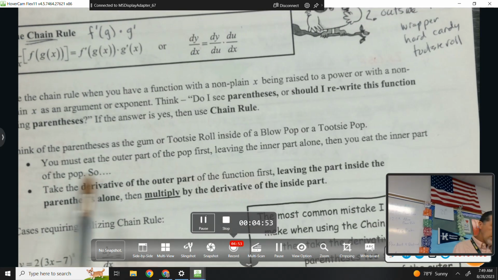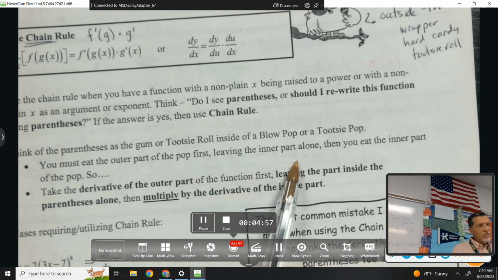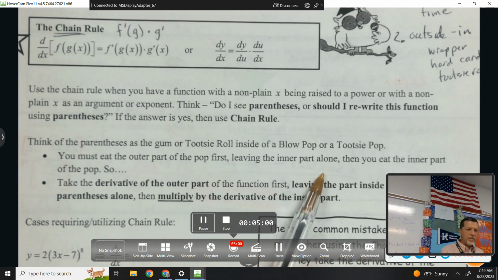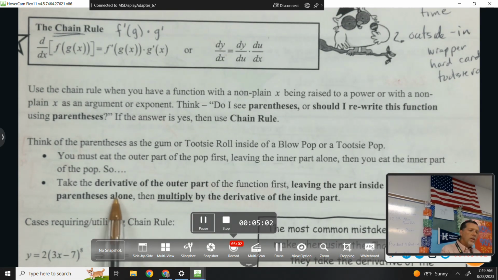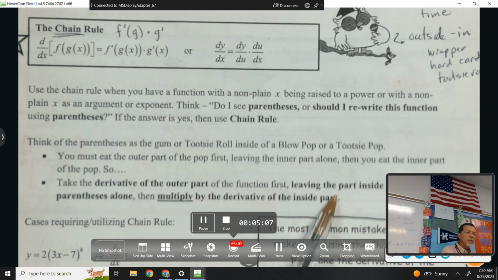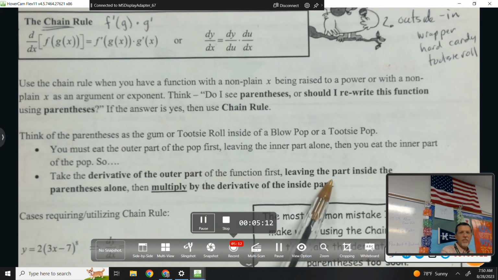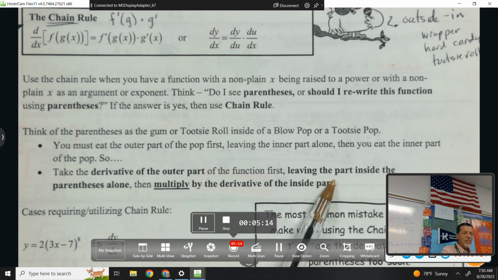Here it is. You have to eat the outer part first, leaving the inner part alone, unless you're the kid that wants to break his teeth while he's eating it. Okay, here's the connection. Take the derivative of the outer part of the function, but leave the inside part alone. Then go to the inside stuff and multiply by its derivative. That's the chain part. You chain it together. Let's do some examples. Maybe this will make more sense here.